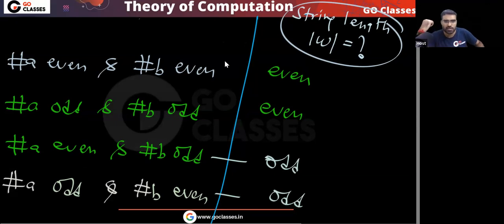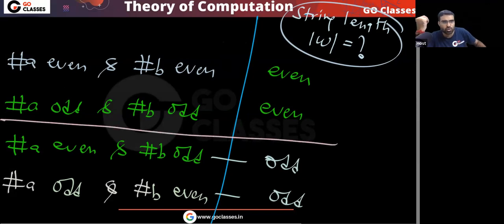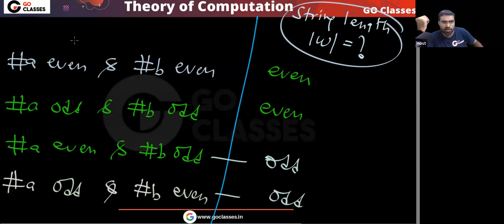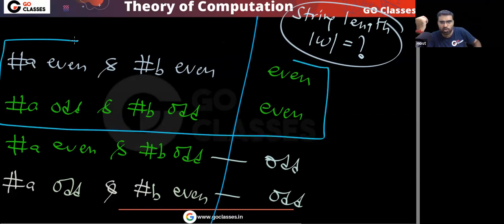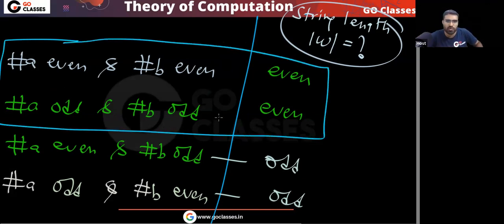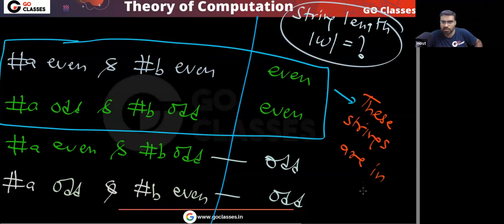Okay, is this point clear? Can you notice something interesting? We are interested in these, yes or no? These strings belong to our language. Can you notice these strings belong to our language? These are in our language L. So can I simply say that in our language we have strings of even length?